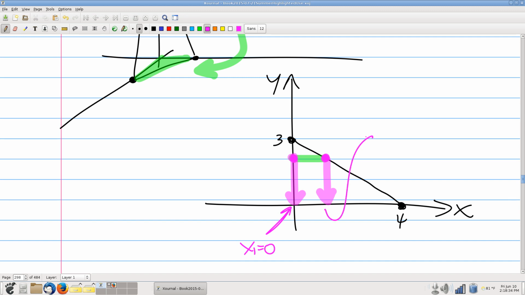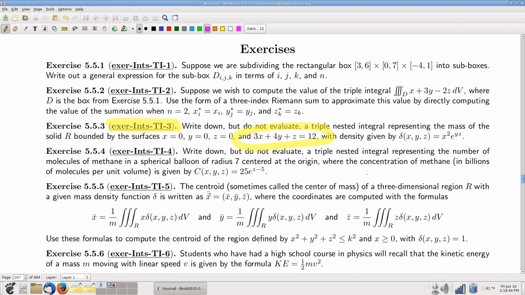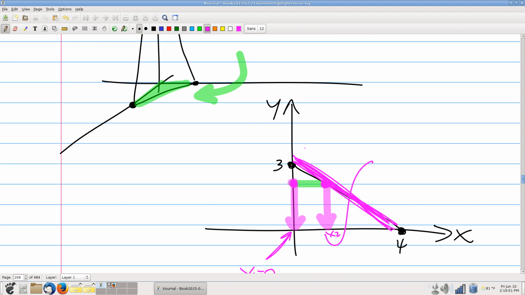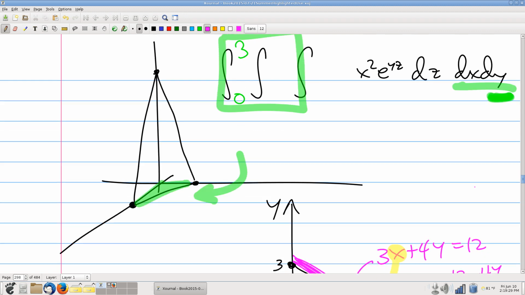For x2, I'm going to have to do a little bit of work. This x2 that I'm interested in is defined by that point. That point is on this line, and I've got to figure out what that equation is. It's where this equation has z equals 0. So that's easy to write down. It's 3x plus 4y equals 12. Keeping in mind that what I'm interested in is the x coordinate, I need to solve for x, and I get 12 minus 4y all over 3. So that's the upper x bound, 12 minus 4y over 3.